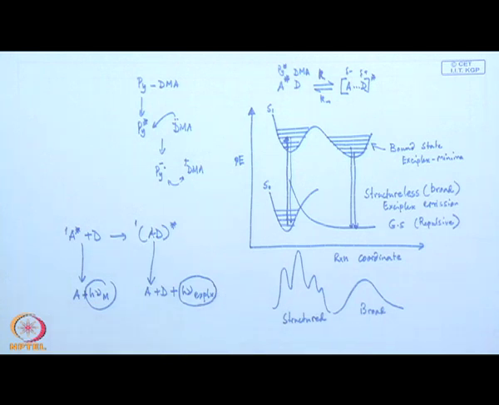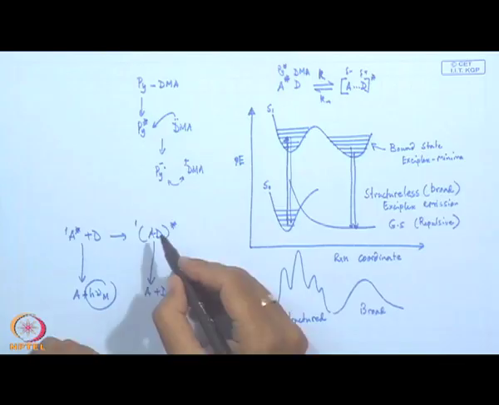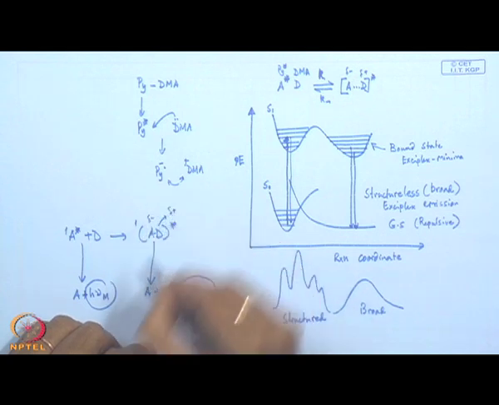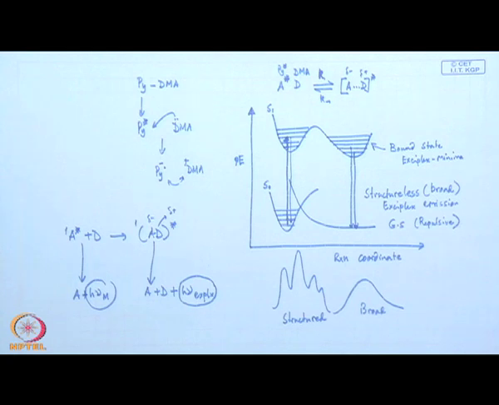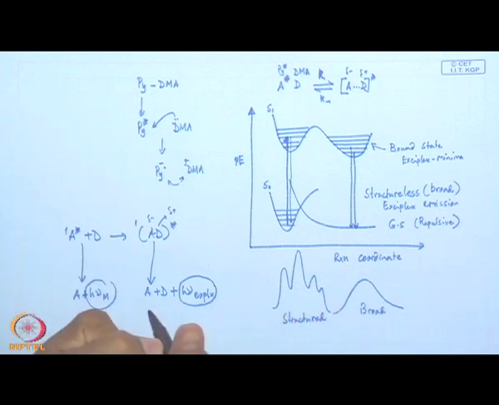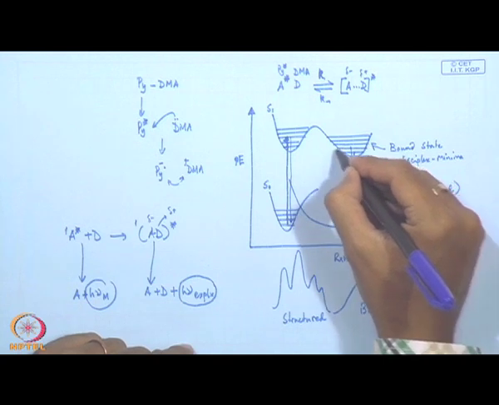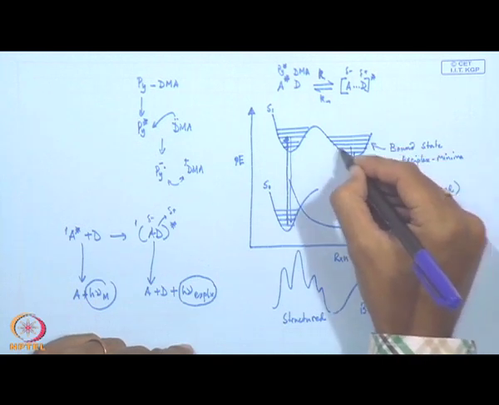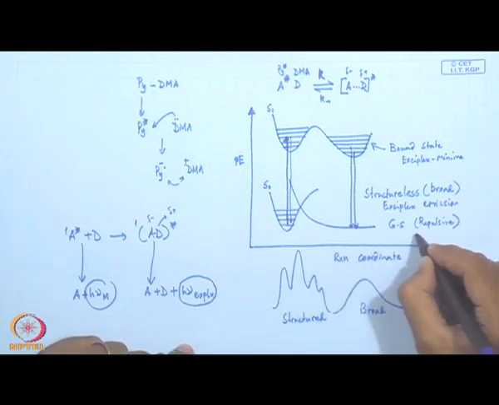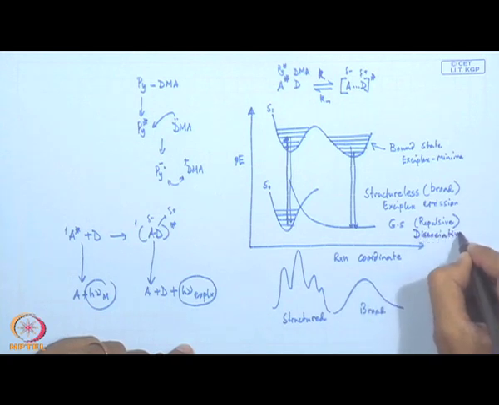The 1AD star state is regarded as having a CT character, because in the excited state there is some delta minus character on A and some delta plus character on D. So it has a definitive CT character, and there is some charge transfer interaction, and thereby it has a minima. See, there is a minima. And this exciplex ground state is repulsive, or you can also call it dissociative.